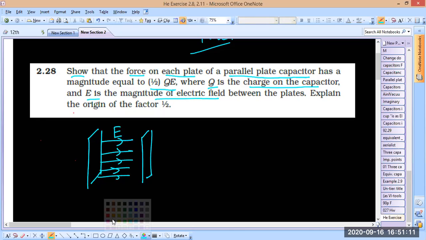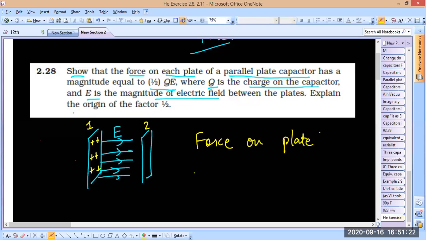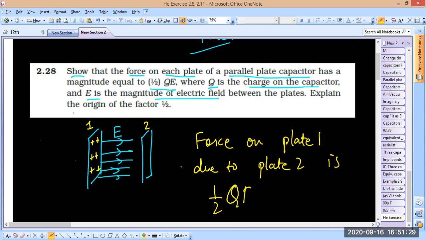Then the force acting on any one plate, let's call this plate 1 and plate 2, we have to prove that the force on plate 1 due to plate 2 is 1 by 2 QE, where Q is obviously the charge stored and E is this electric field. Is the question clear? Is the question clear, everyone? This is what we have to prove.